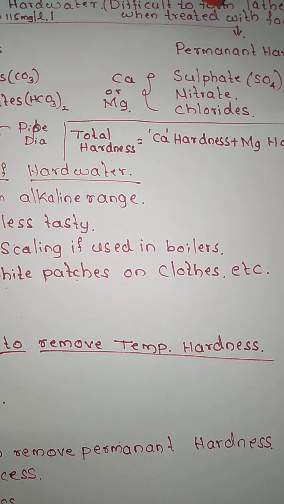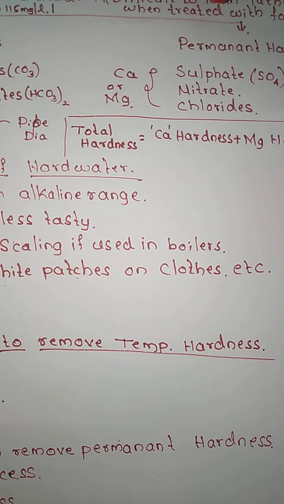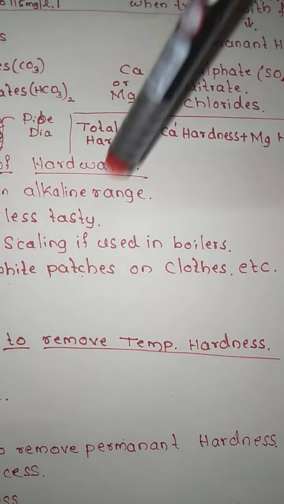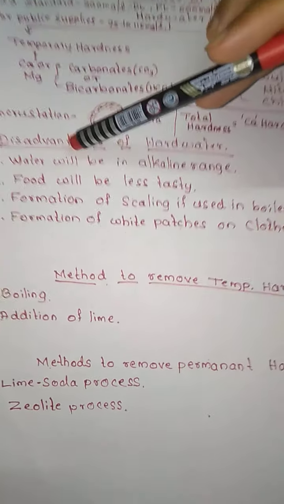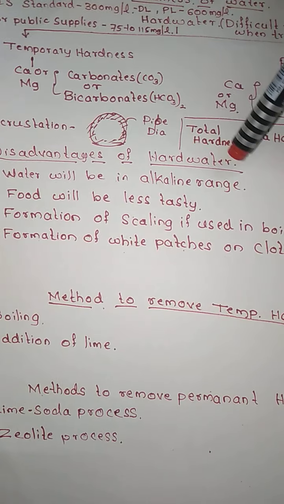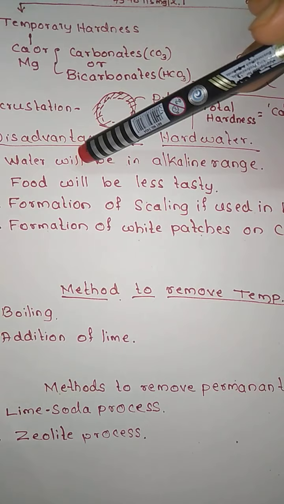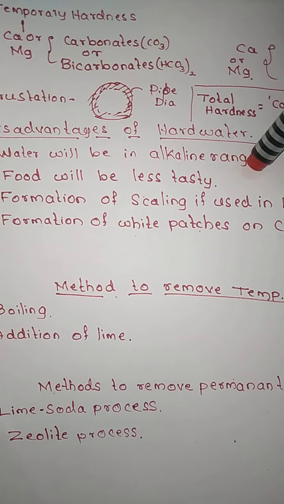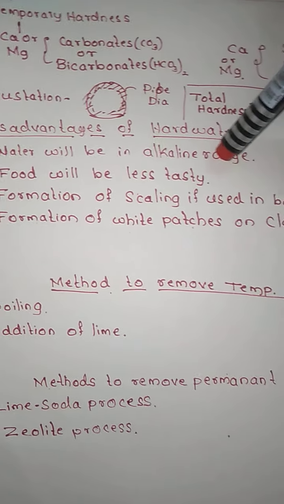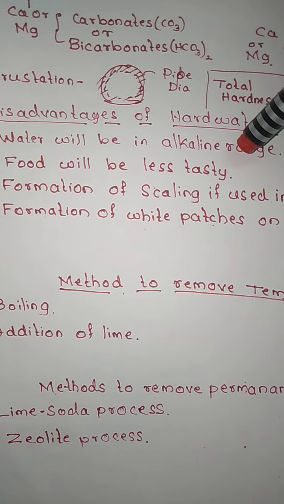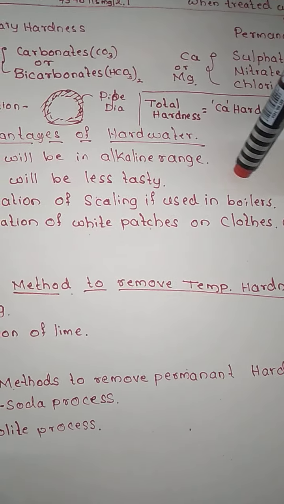Now we have to see what are the different problems associated with this hard water. These are some of the disadvantages of hard water. The hard water will bring the water into the alkaline range. Food will become less tasty. Whatever food you prepare with the hard water will be less tasty. Then there is formation of scaling if used in the boiler.